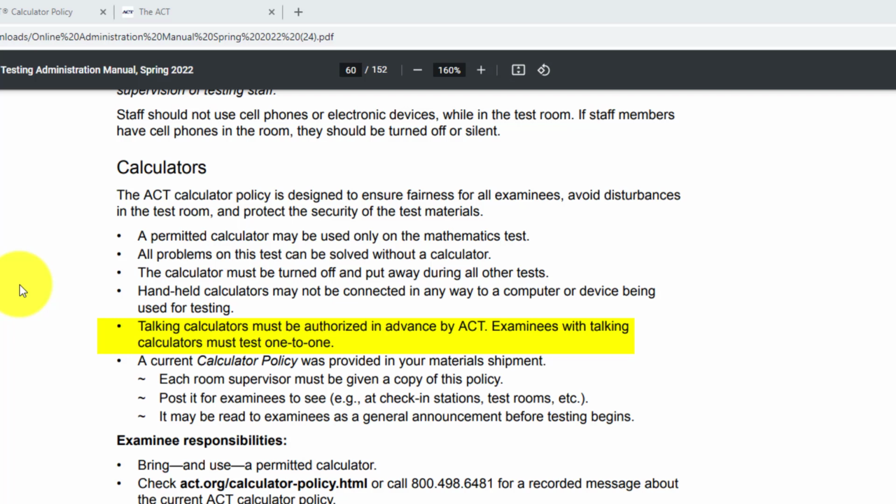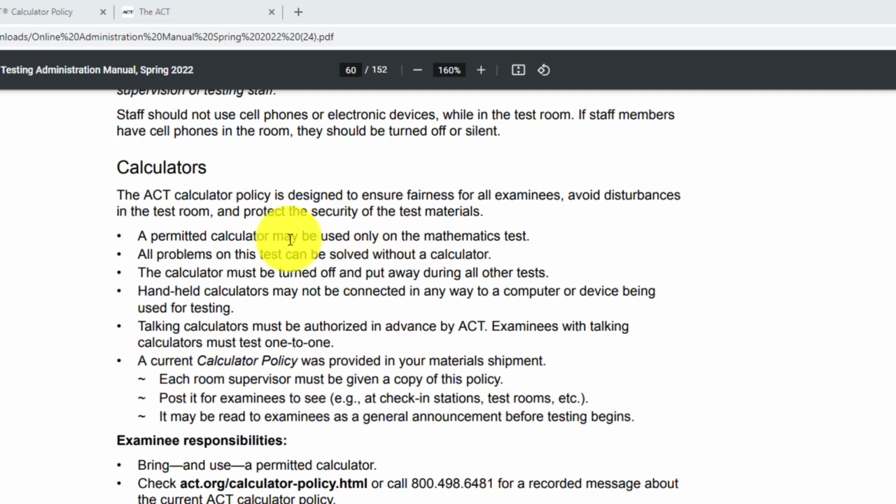Examinees with talking calculators must test one-to-one. A current calculator policy was provided in your materials shipment. Each room supervisor must be given a copy of this policy, posted for examinees to see at check-in stations, test rooms, etc. It may be read to examinees as a general announcement before testing begins.